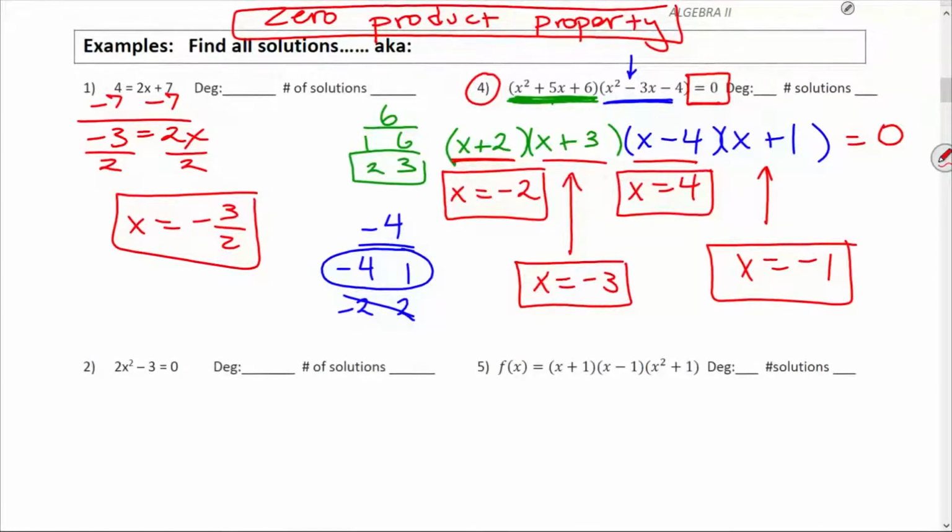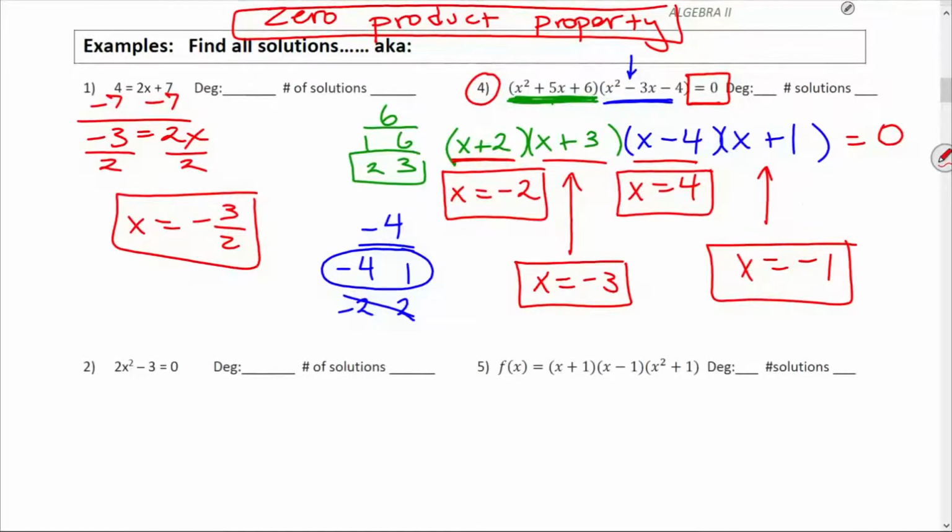Okay, so that is how you solve polynomials. The first step is that you get one side equal to 0. If it's factorable, which we hope it is, it's easier if it's factorable. Okay, we then factor it. We set each of the factors equal to 0, and we solve. Okay, that is the process we go through.